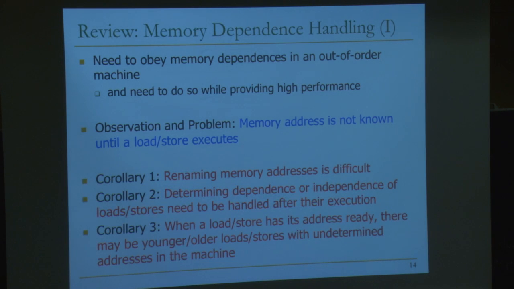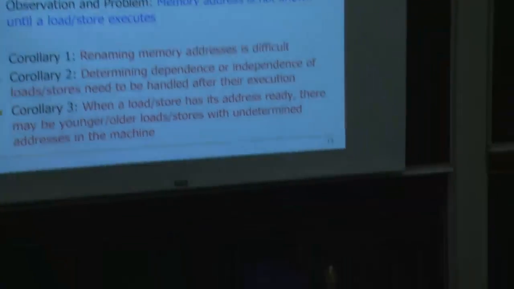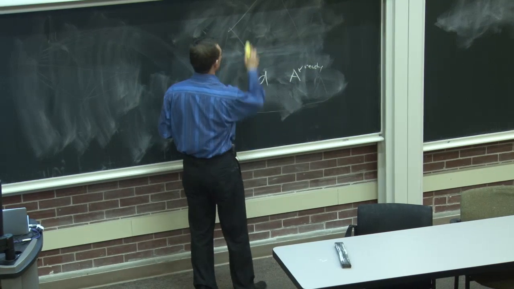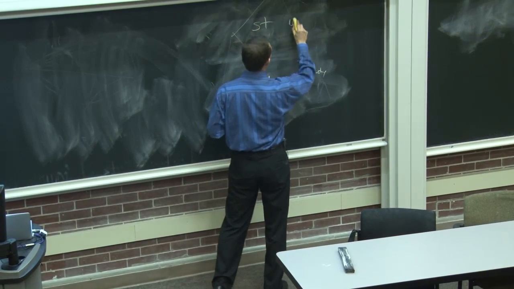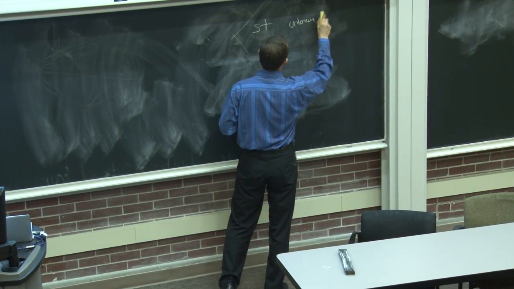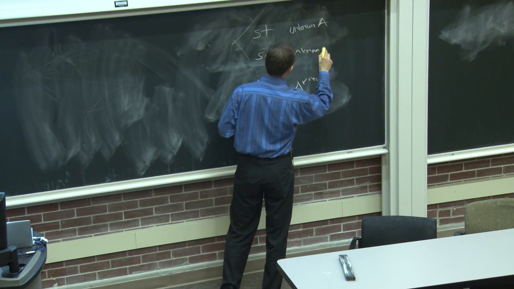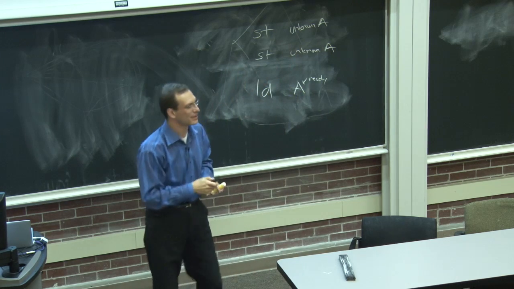OK, the problem that I left you with is that the memory address is not known until a load or store executes. Right? But we need to obey memory dependencies in an out-of-order machine. And it may be that you have a load instruction whose address becomes ready. So it's ready to execute. But there are store instructions with unknown addresses that are older in the machine. Then the question is, what do you do? Right. And we talked about three different ways.